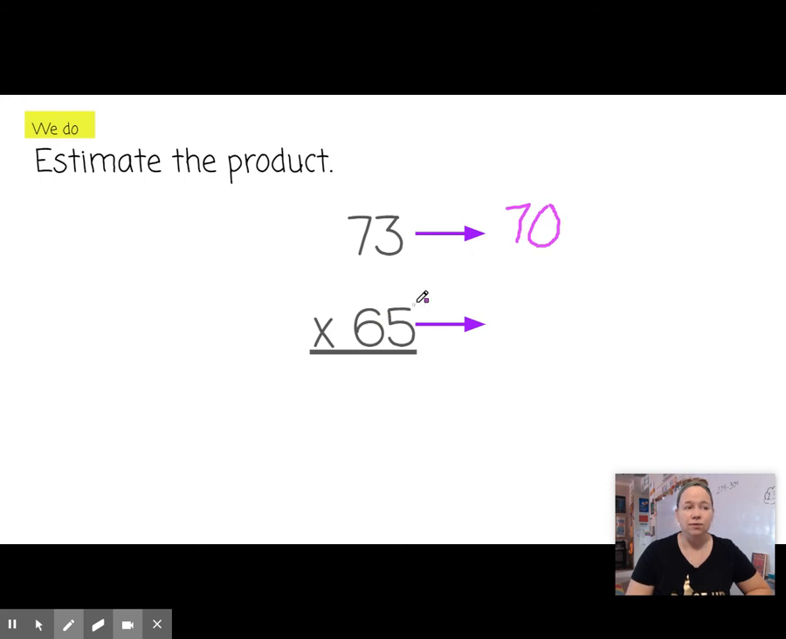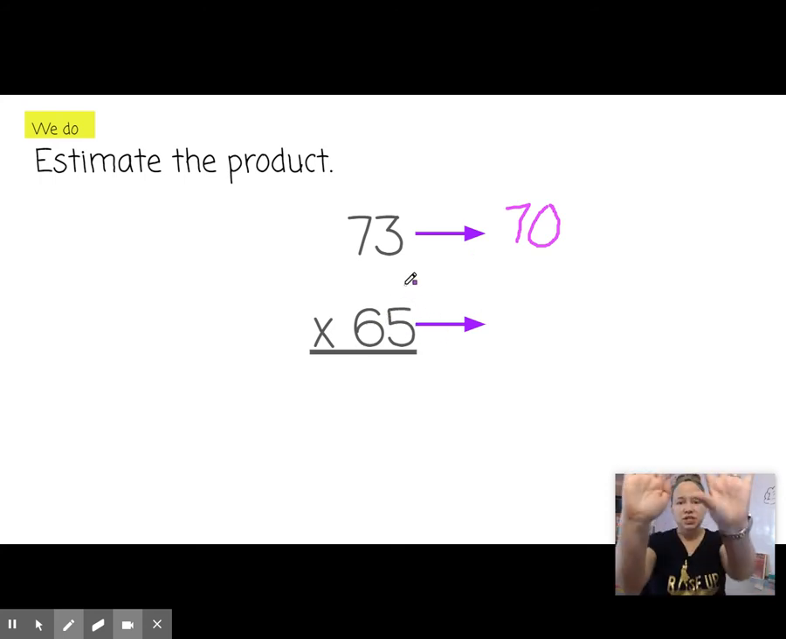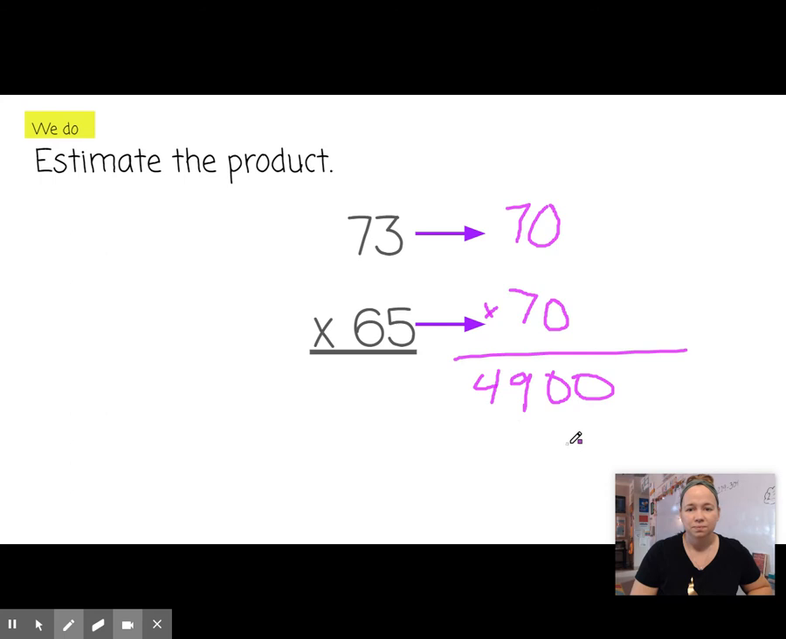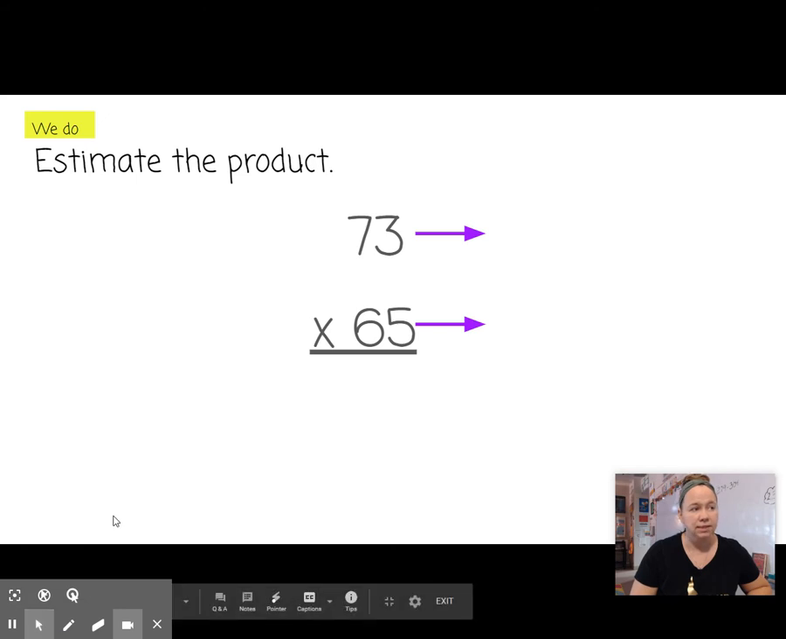How about 65? Oh, remember that 5 has the power. So the 5 is going to push the 6 up, and the 6 is going to jump to a 7. So here we end up with 70 times 70. 7 times 7 is 49. You got it. And I have 2 placeholder zeros that I need to put in here. All right. Erase your board. Let's do another one, I think. Let's see.